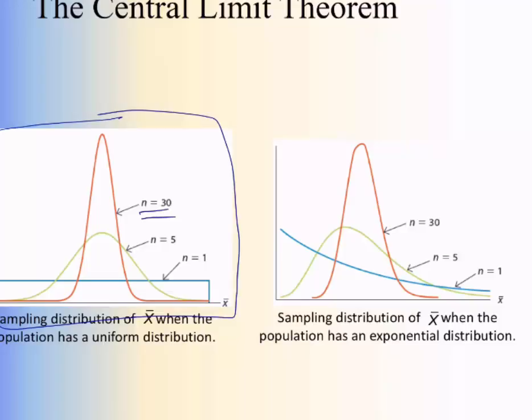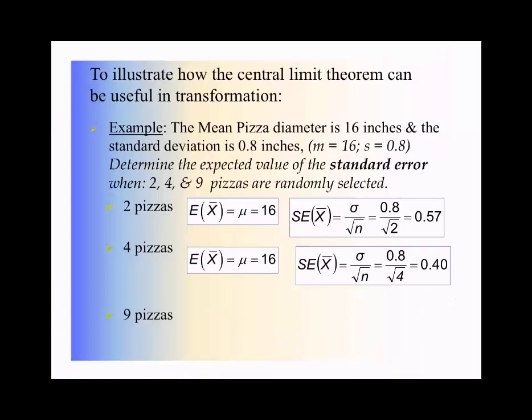So to illustrate this, I wanted to do a little example, only to show you the impact of the sample size. The pizza diameter is 16 inches and the standard deviation is 0.8 of an inch. We try to always make our pizza 16 inches in diameter, but of course it's not always perfect, so there's some variation involved, and that's this standard deviation of 0.8. We want to determine the expected value of the standard error, which is how much error we can expect when we pick 2, 4, and 9 pizzas randomly.